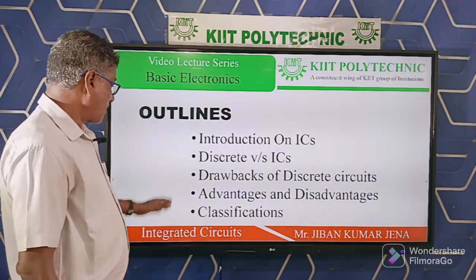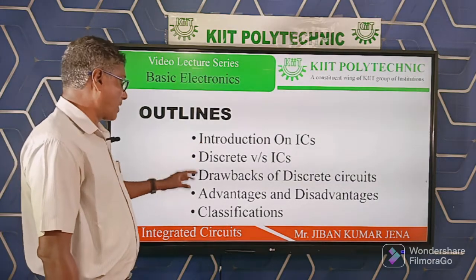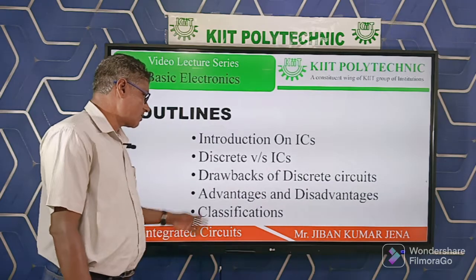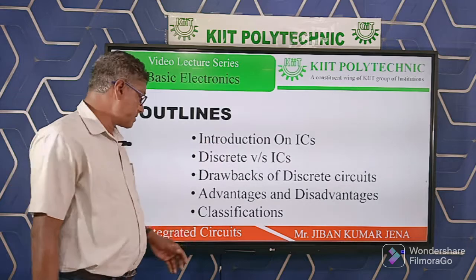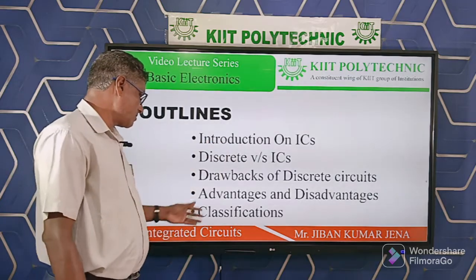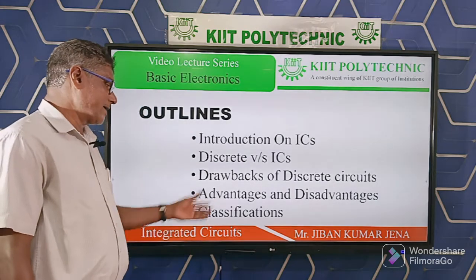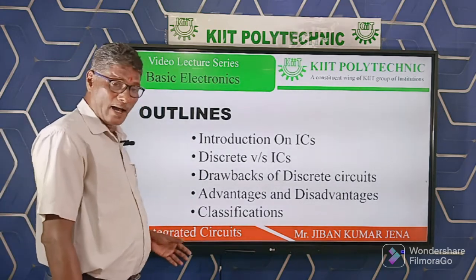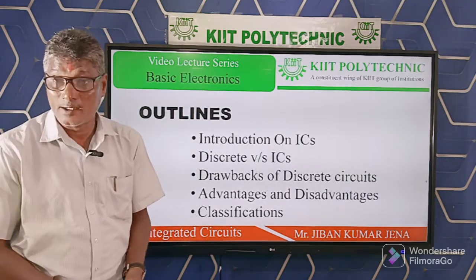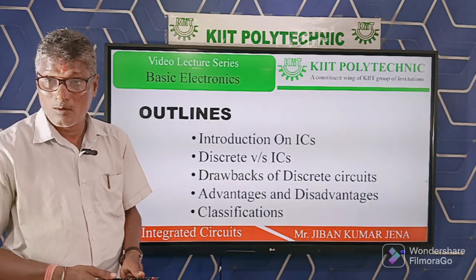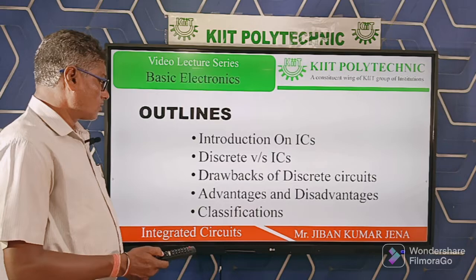So I kept five outlines, that means the contents: introduction on ICs, discrete circuit versus ICs, drawbacks of discrete circuits, advantages and disadvantages, and lastly the classifications or types, or you may understand by kind. Okay, my students? Okay.